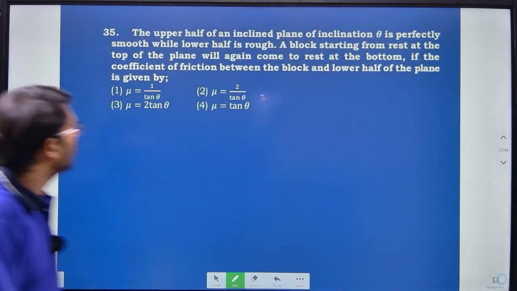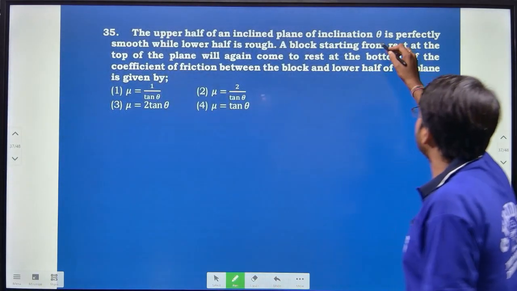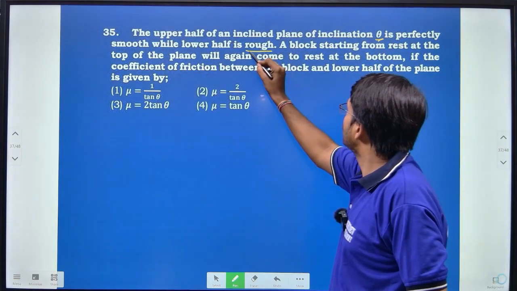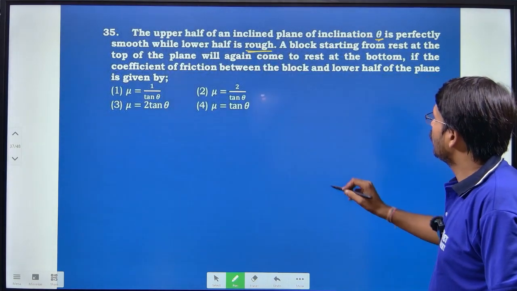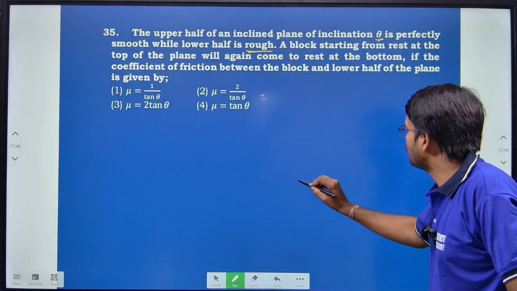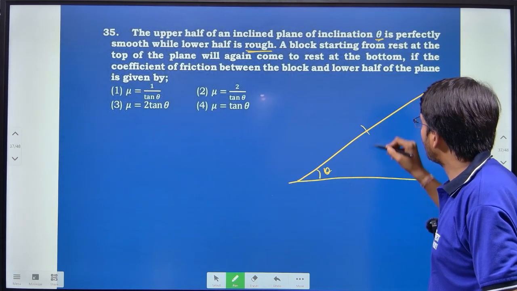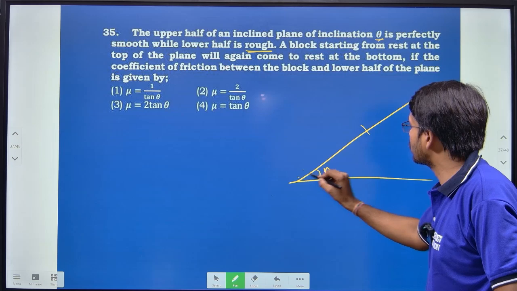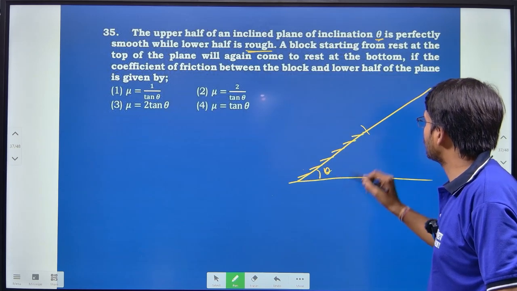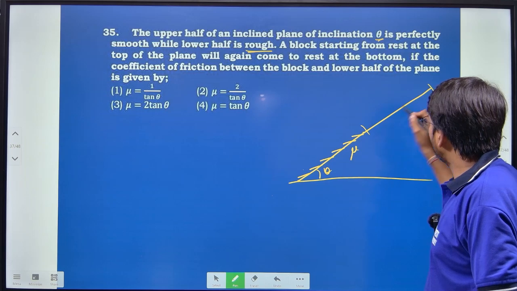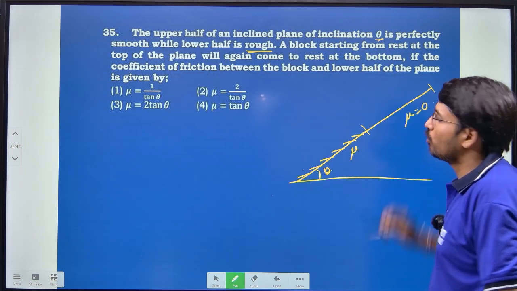Next, the upper half of an inclined plane of inclination theta is perfectly smooth while the lower half is rough. We'll draw one simple diagram here, something like this. We have an inclination theta. Half of that I'll denote this way. This one is rough, we have a mu, and for this one mu equals 0.